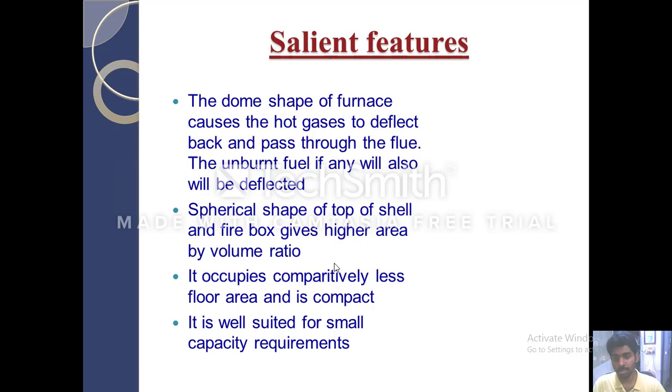The dome shape of the furnace causes the hot gases to deflect back and pass through the flue. The unburnt fuel, if any, will also be deflected. It occupies comparatively less floor area and is compact. The spherical shape of the top of the shell and firebox gives a higher area by volume ratio.